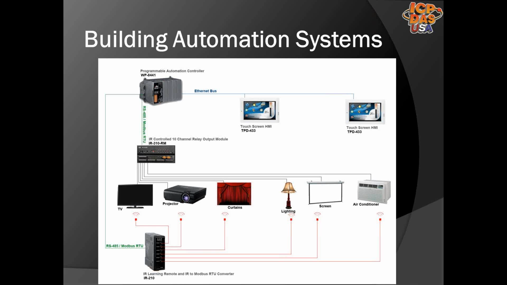A web server in the WP8441 Programmable Automation Controller and a Wi-Fi router can be used to publish the application to a web page, which could allow for a smartphone to control various equipment. Touchscreen controllers can also be used to control various equipment.